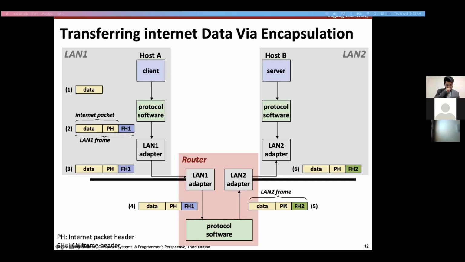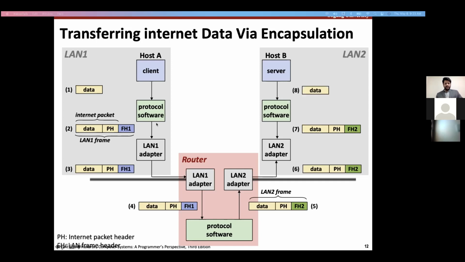In step six, the router's LAN 2 adapter copies the frame data to the network, similarly, in contrast to step three. And in step seven, similar to step two, when the frame reaches host B, the LAN 2 adapter reads the frame from the wire and passes it to the protocol software.